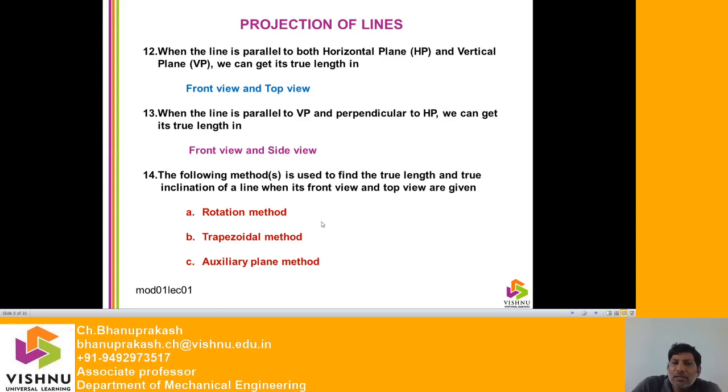Next, what are the different methods used to find the true length and true inclination of a line when its front view and top view are given? There are three methods. This generally belongs to a line inclined to both the planes, where the true length and inclinations are to be found when its front view and top view are given. You can go for the rotational method, or the trapezoidal method, or the auxiliary plane method. Generally in first year engineering drawing, we go for the rotational method. The rotational method is very easy to understand.